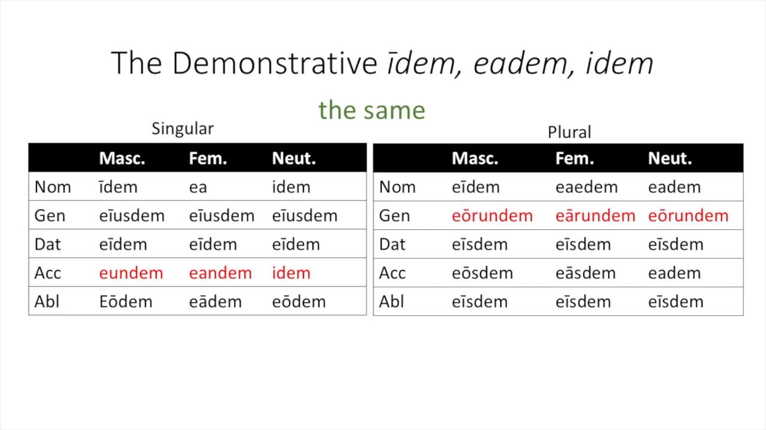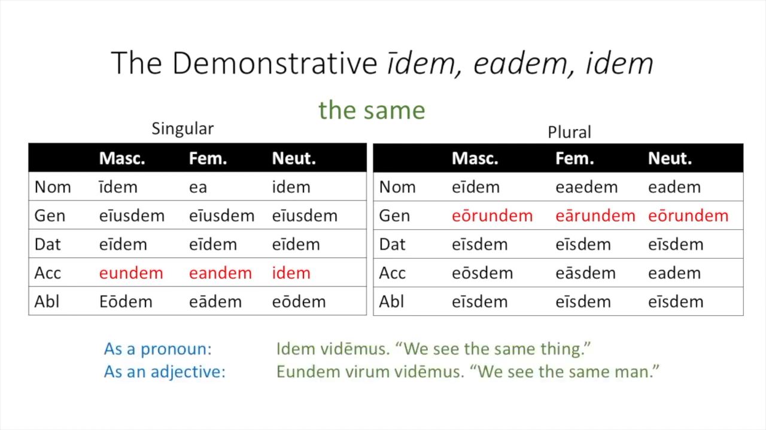So how does this work in sentences? Well, it can be a pronoun, idem videmus, we see the same thing, or it can be an adjective, eundem virum videmus, we see the same man. It works in either option.